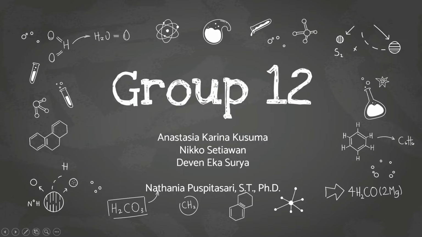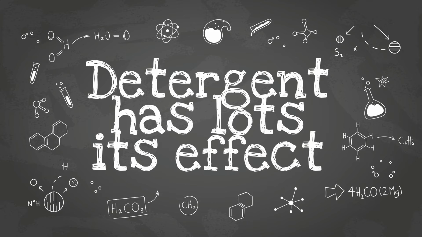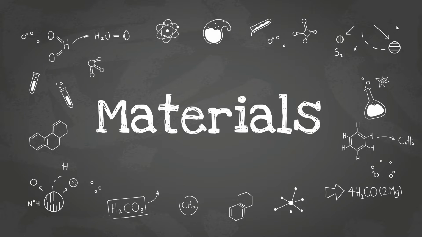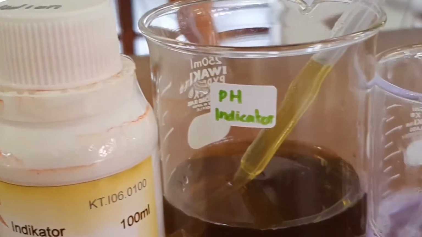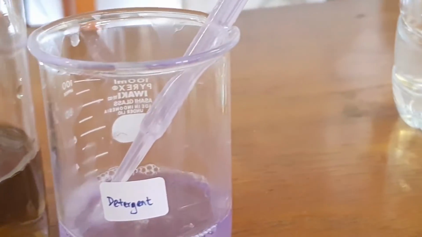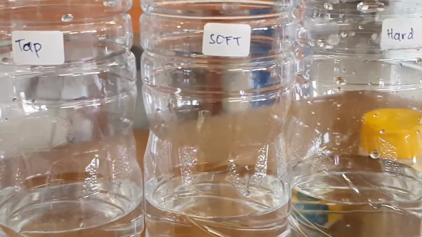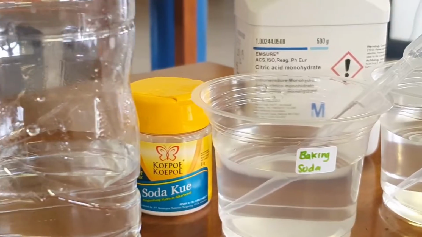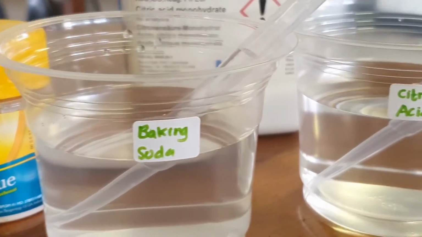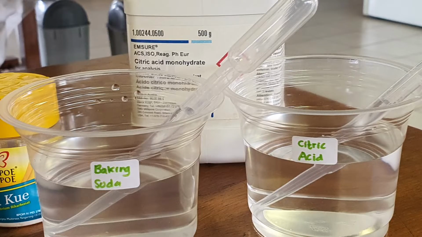Hello everyone, in this video Gupta will be showing the procedure and the results of the lab manual titled "Detergent Has Lost Its Effect." The materials that we will be needing are 5% commercial pH indicator, 4 tablespoons of laundry detergent, 4 types of water (pure, tap, soap, and hard) contained in each bottle with caps, baking soda solution, which is made by mixing 1 tablespoon of baking soda and 150 ml of distilled water, and citric acid solution, which is made by mixing 1 tablespoon of citric acid and 150 ml of distilled water.